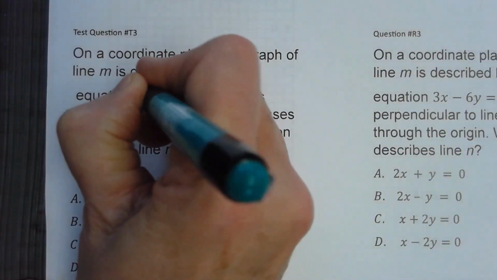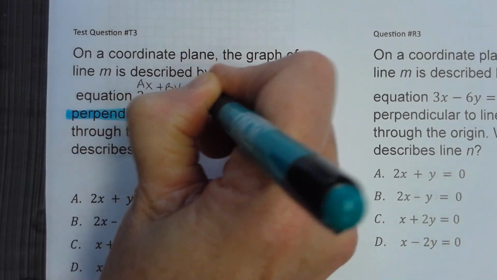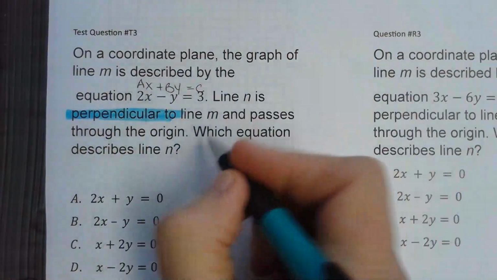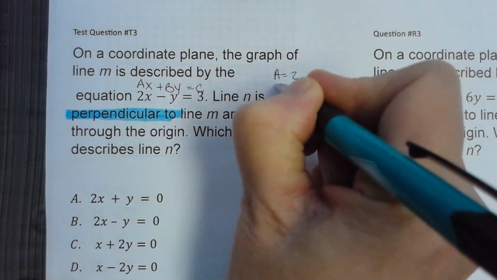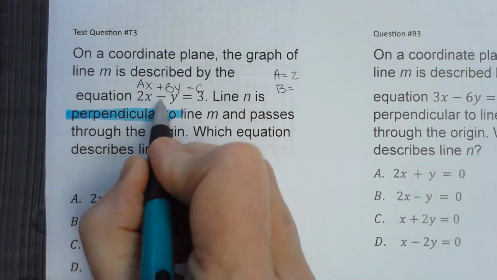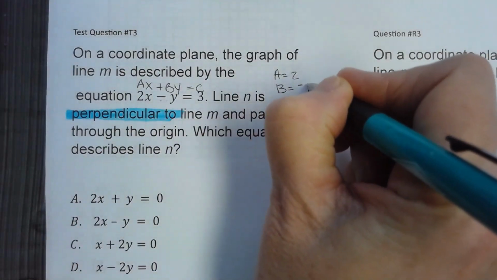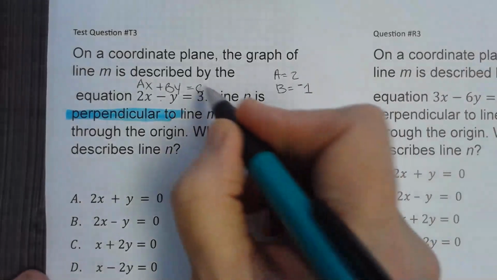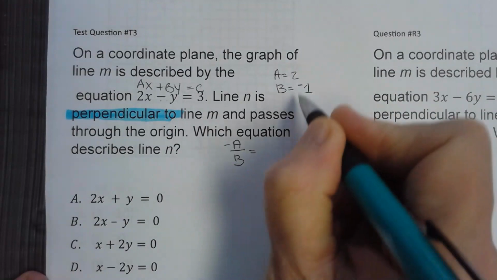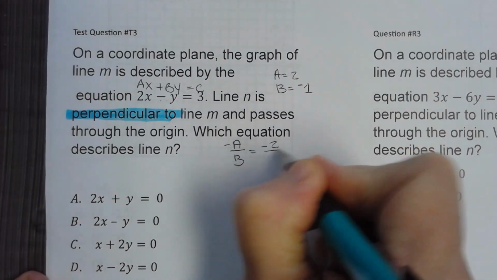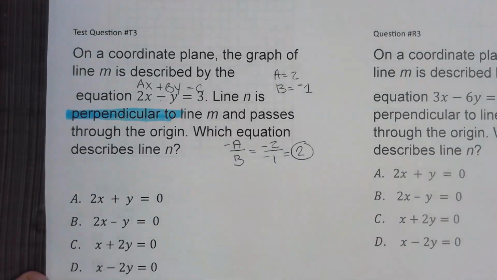This is in ax plus by equals c form. So I'm going to come right over here, and I'm going to write a equals 2. B equals negative 1. There's an understood 1 there. And so now for this, opposite of A over B, opposite of A would be negative 2. B is negative 1. So we've got a slope of 2.